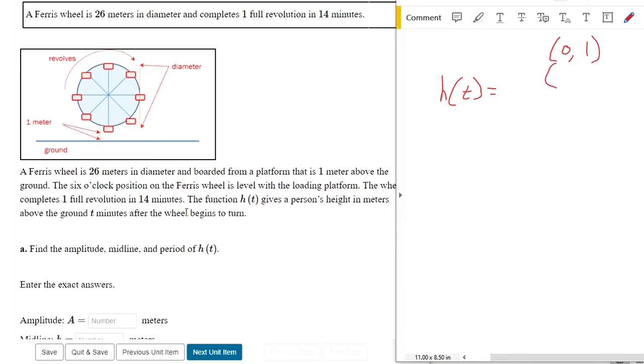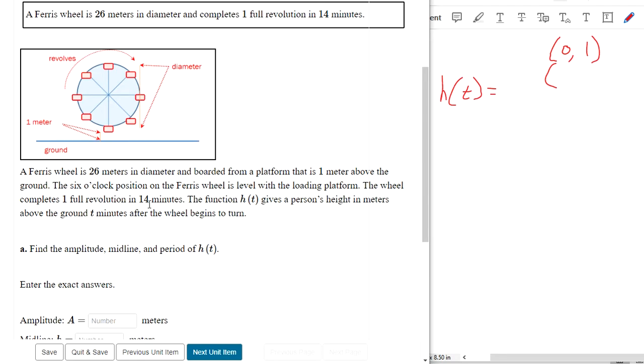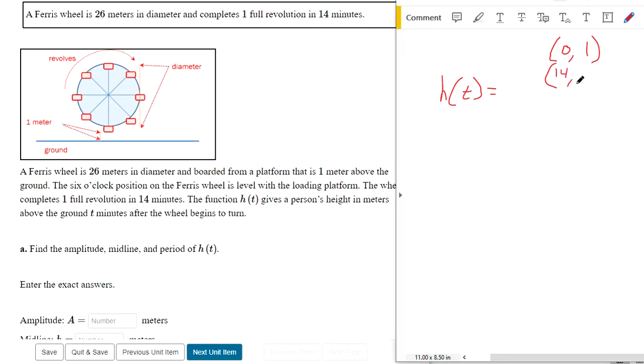Let's find another point. For mine, it completes a full rotation every 14 minutes. So when time t equals 14, we're back at 1 for the height because it's gone all the way around and we're back to the loading, unloading position. And then same thing, another full rotation, another 14 minutes, we're back at 1. So we can use those. Maybe we can make a plot and help us see what's going on here.